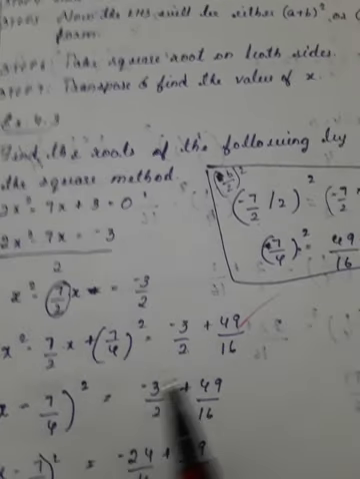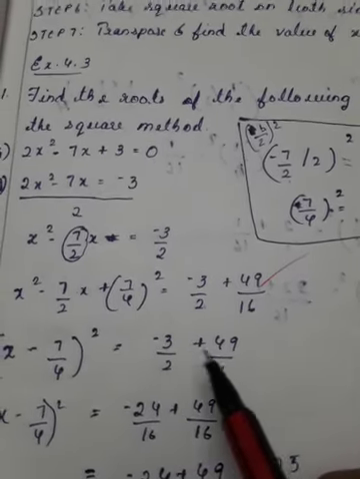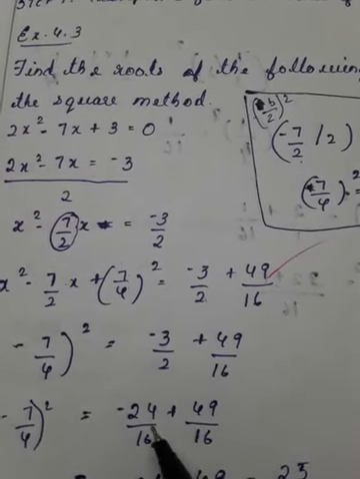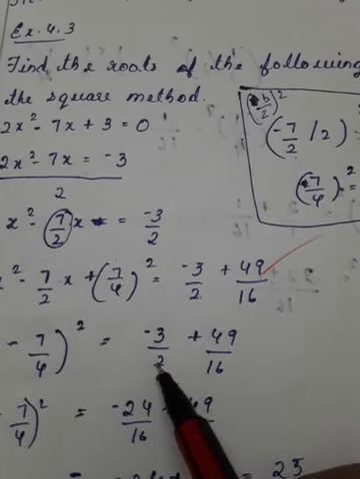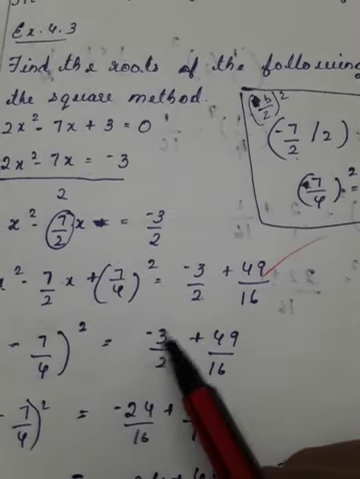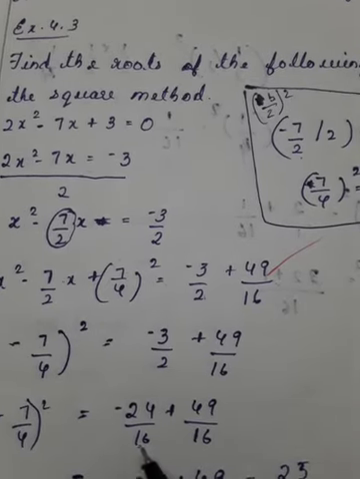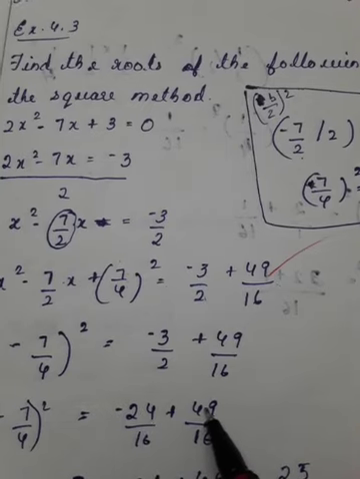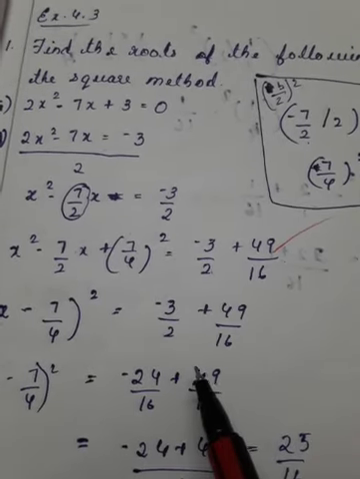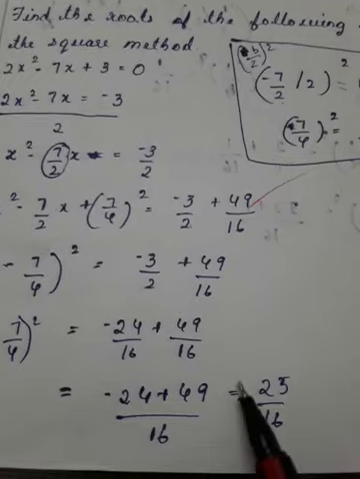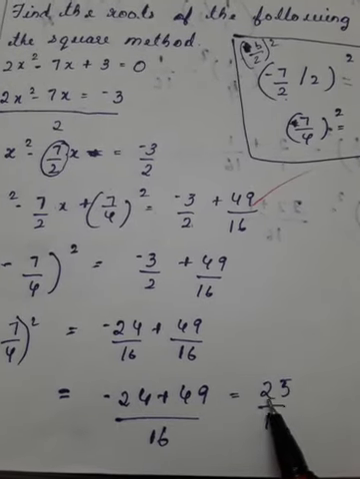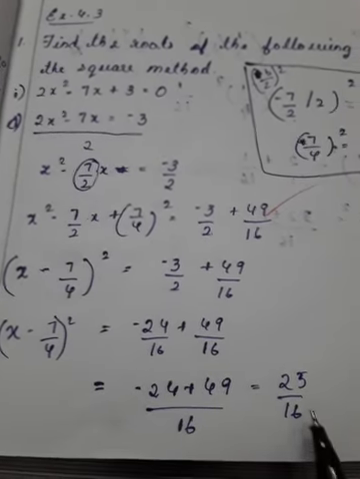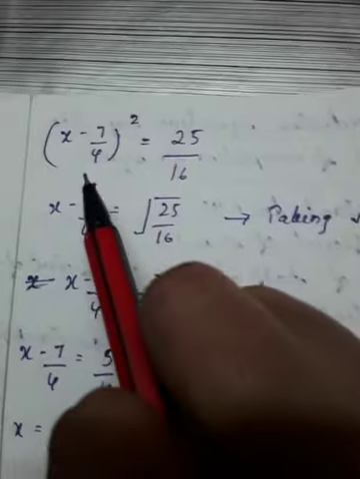Right side we can simplify as cross multiplication method or LCM method. Here I took LCM method. For that I change this 2 as 2 into 8, 16. So negative 3 into 8, negative 24. Now here denominators are same, so we do the operation on numerator. Then negative 24 plus 49 by 16 equal. Subtract and put the biggest number sign, that will be 25 by 16. So x minus 7 by 4 whole square is 25 by 16.